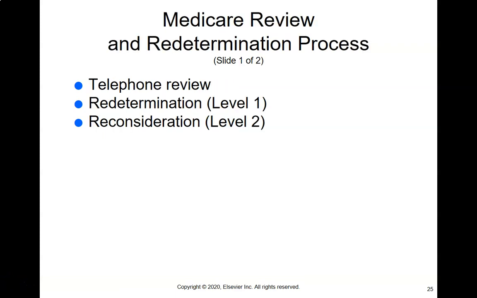Medicare review and the redetermination process. Each insurer may have its own appeal process. Because Medicare covers so many patients, become familiar with its appeal process. The first thing you'll want to do is a telephone review. After that, the first level of appeal is a simple inquiry. In these cases, you might just be able to solve the problem by submitting a corrected claim.